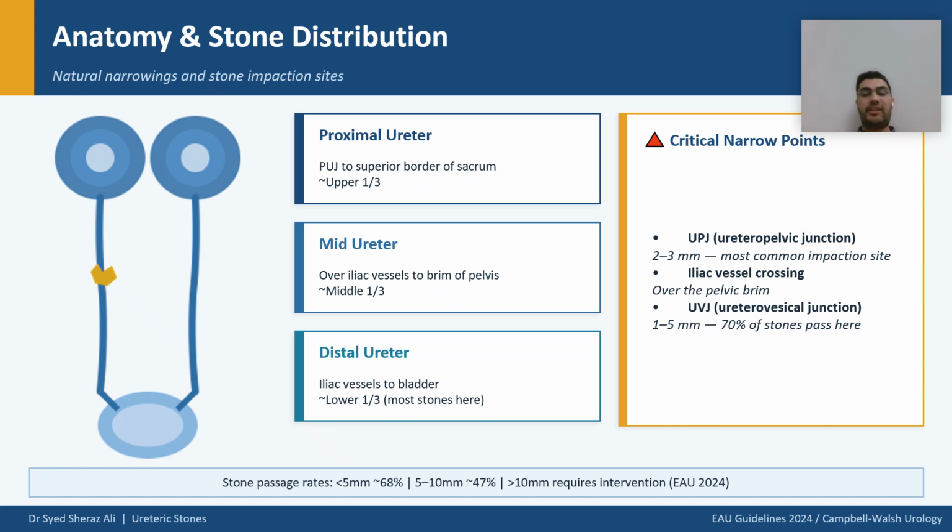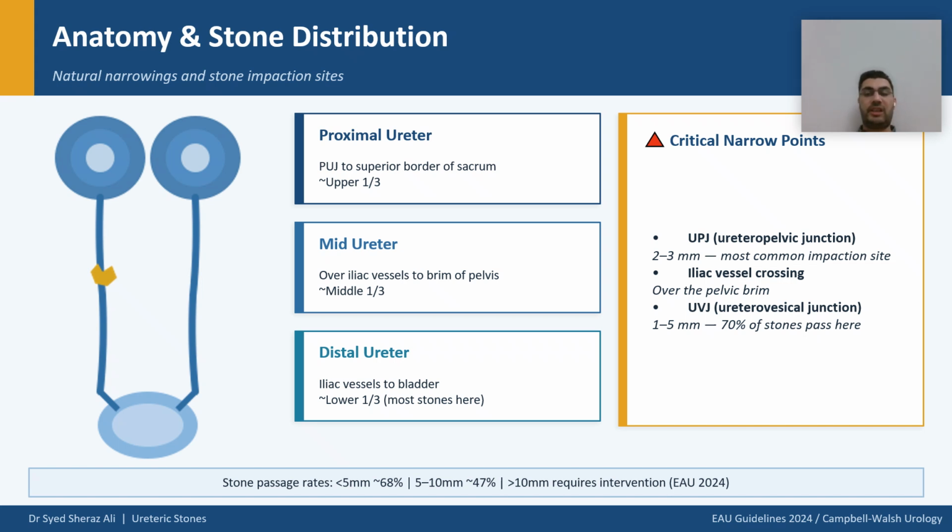There are three critical narrowing points in the ureter where stones are most likely to impact. The first is the pelviureteric junction, which is the narrowest point in the entire ureter at just 2 to 3 millimeters. This is the most common site of stone impaction.